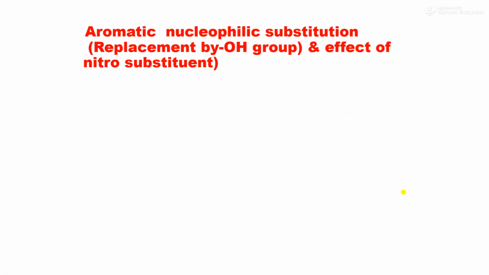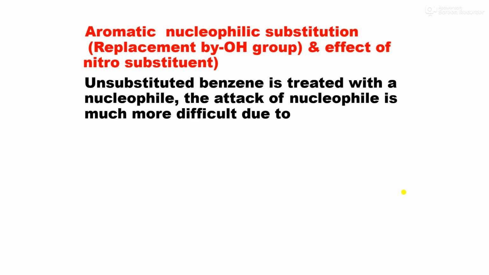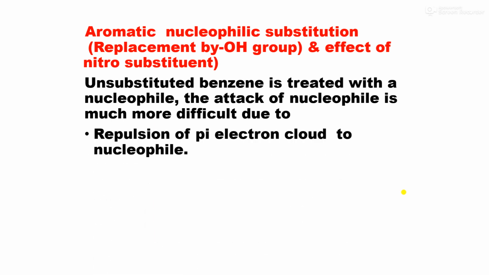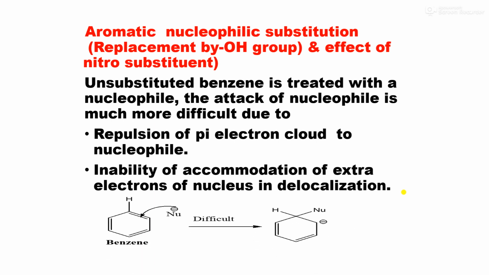Next reaction is aromatic nucleophilic substitution reaction, replacement by OH group and effect of nitro substituent. Unsubstituted benzene is treated with a nucleophile. The attack of nucleophile is much more difficult due to two reasons: a repulsion of pi electron cloud to nucleophile and inability of accommodation of extra electrons of nucleus in delocalization.